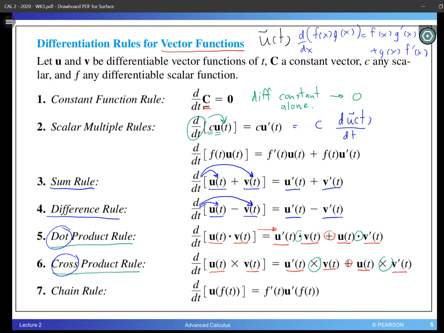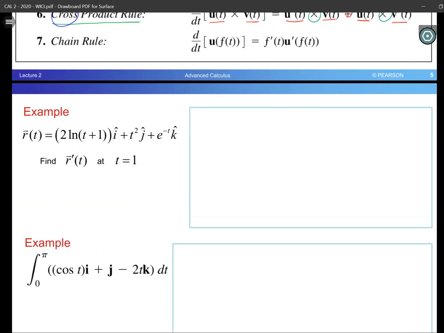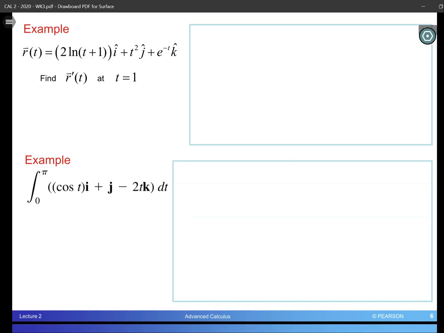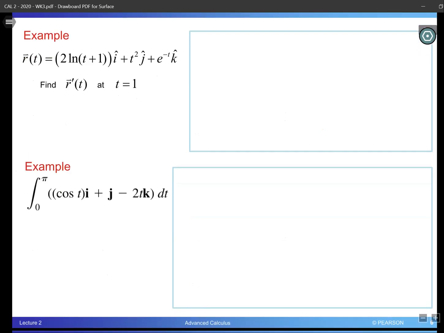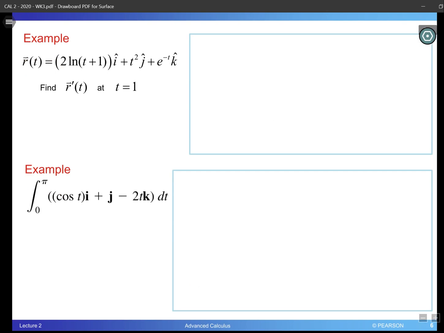And of course, you can apply the chain rule. Now, let's try some calculations on these examples. So what do we have here in the first example? We have this r of t. Let me write this again. r of t equal to 2 ln of (t plus 1) i, that is the first component, and we have the second component t squared j plus e to the power of minus t k hat.